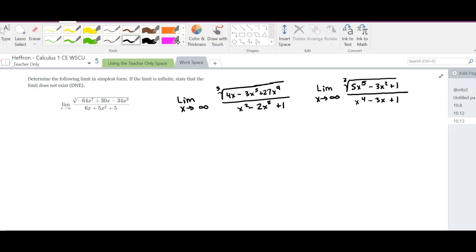So there are three different examples here that are pretty similar but have very different results. This is a little different because it's got a radical in it, but still we're looking for the very biggest power in the numerator, but that 3 has a consideration. So now we're really looking at negative 64 x to the 7th to the 1/3. And in the denominator, the second power is the largest.